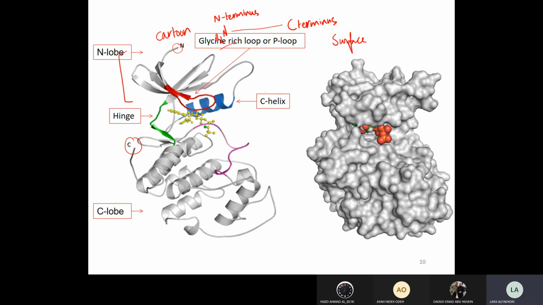هلا, this one that is highlighted in red is called the glycine rich loop or P loop. What do we mean when we say glycine rich loop? What do you think this means? Yes, many amino acids that comprise that loop are actually glycine.